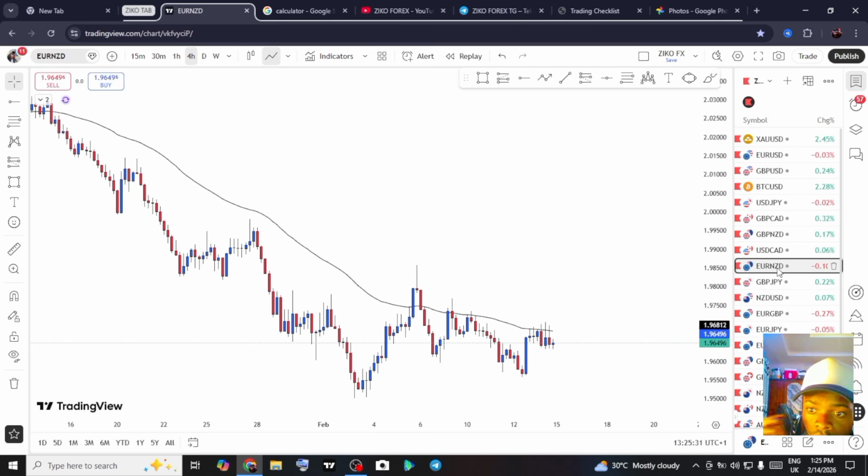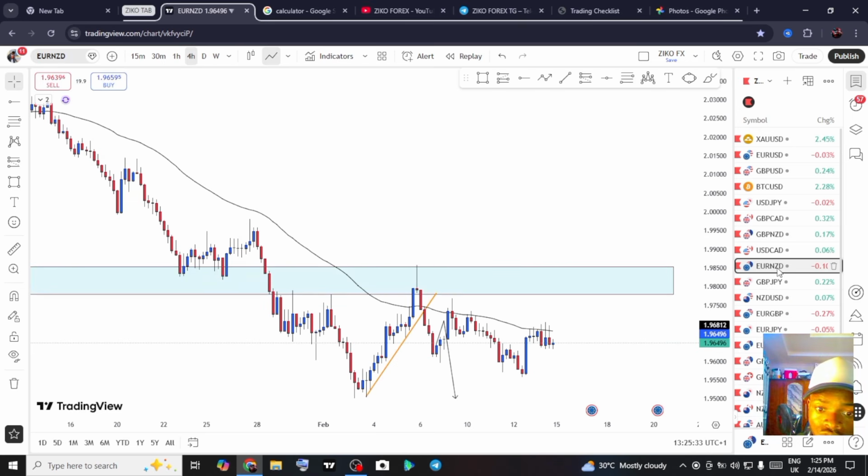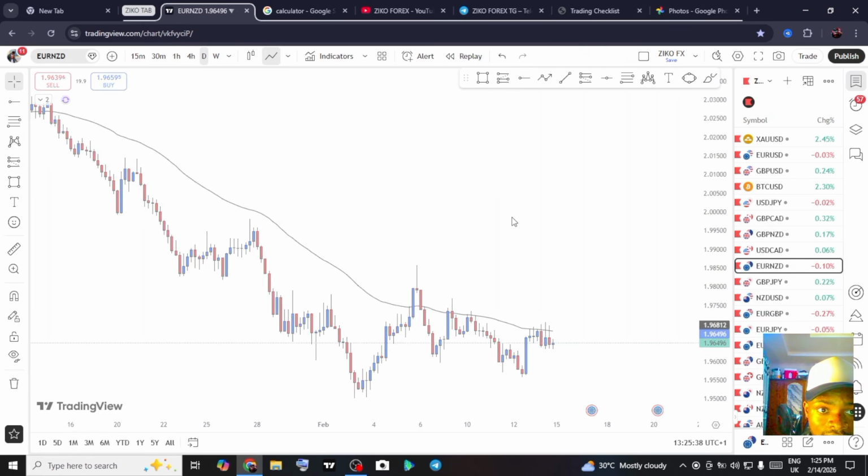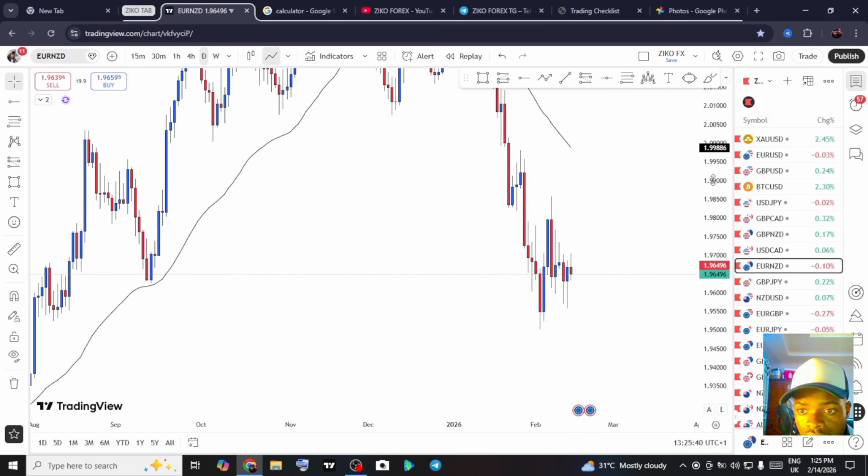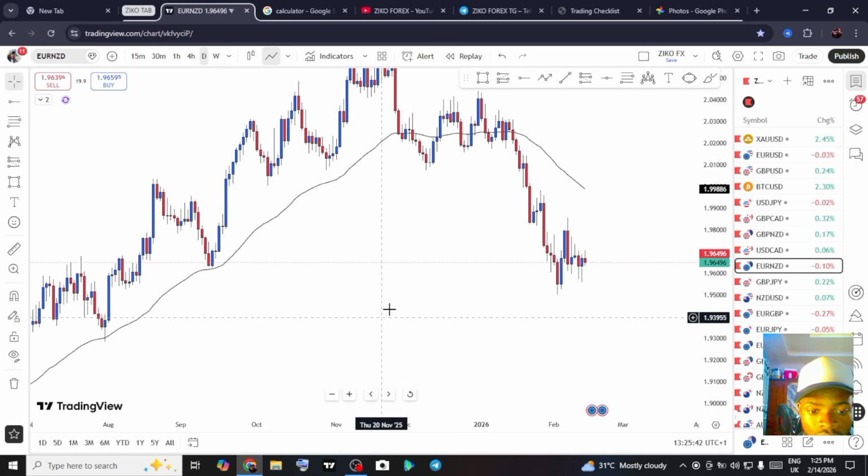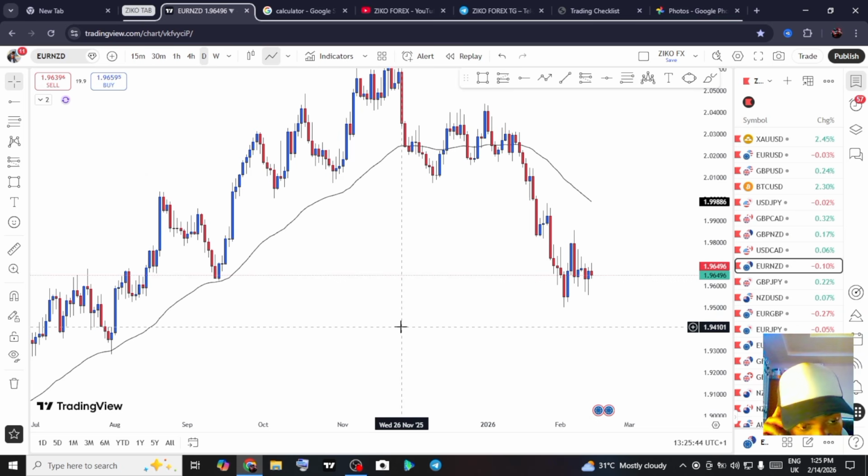So next pair is Euro NZD. Euro NZD, let's see the daily time frame. Okay, guys, let me tell you something. It's like this has become a pattern, right?